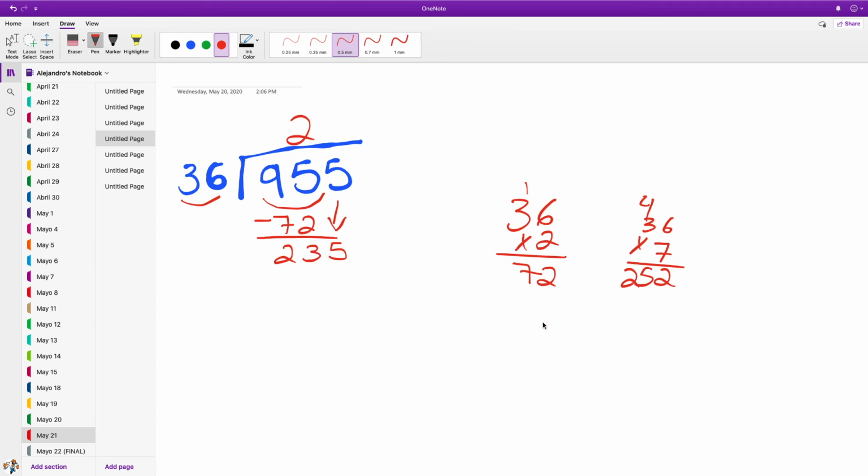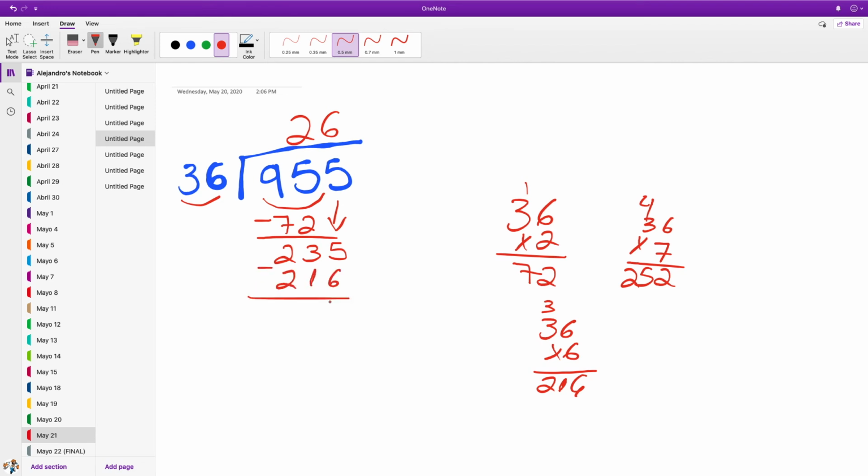So when I say going a little bit down, I'm going to multiply 36 times 6. So 6 times 6, 36. 6 times 3, 18. 18 plus 3, 21. Do you think that this is a good number? I think so, right? So let's go ahead and put the 6 here. So 6 times 36, 216.